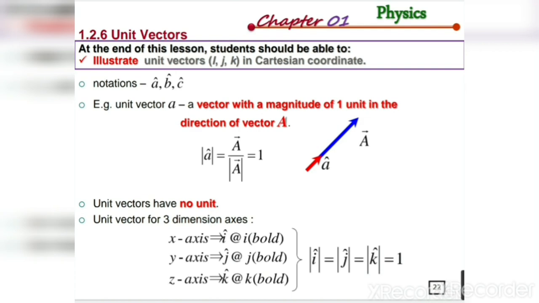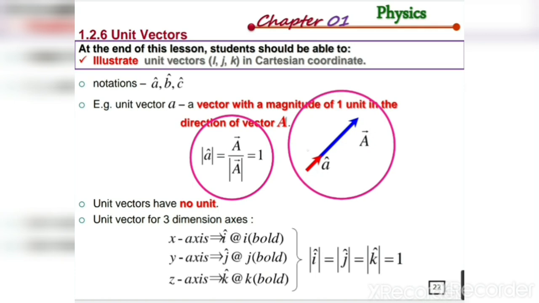Unit vectors. Illustrate unit vectors i, j, k in Cartesian coordinates. So we have the notation vector A, vector B, vector C. For example, we have a unit vector of A, which is a vector with a magnitude of 1 unit in the direction of vector A, which is vector A divided by the magnitude of vector A, equal to 1. So this is the figure. We have a vector of 1 unit in the direction of vector A.